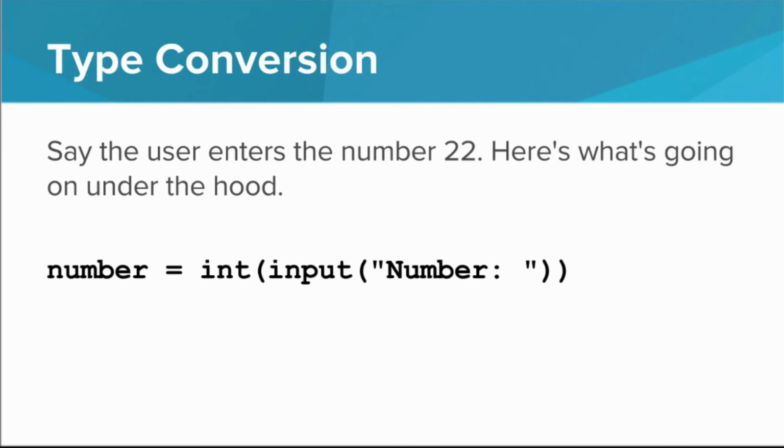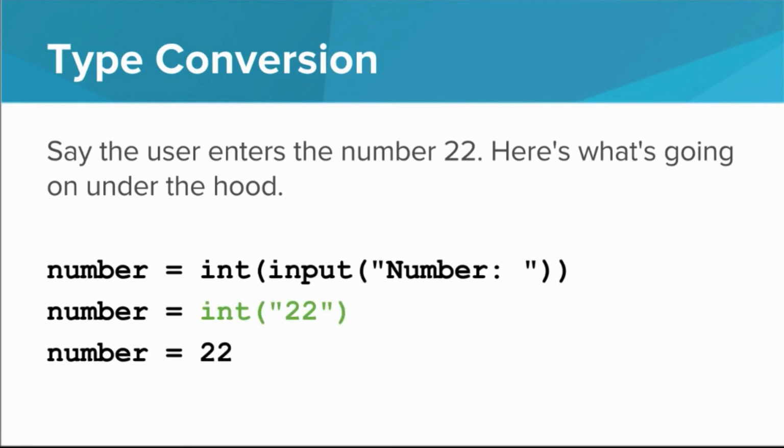Let's step through what Python does, assuming the user enters the number 22. The input function prints the prompt, and the user types 2, 2, and the enter key. Python then replaces the call to input with the string 22. The int function then takes the string 22 and turns it into the integer 22. This is what ultimately gets stored in number.